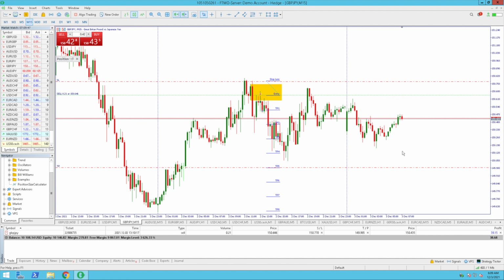If this is still anywhere around here towards the end of the day, because it's NFP today, I might just close this out. Even if it's TP3, I might just close it manually. But we'll see how it goes.